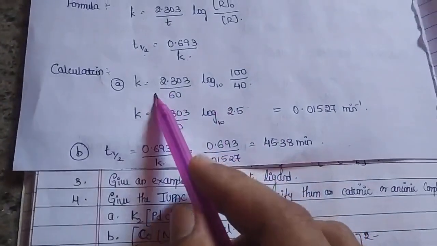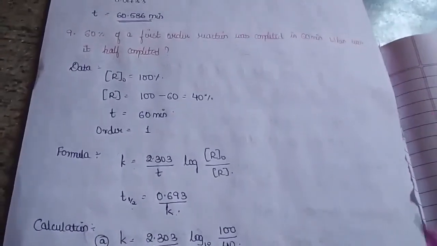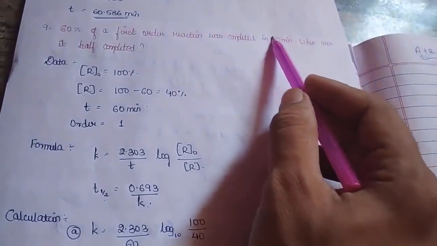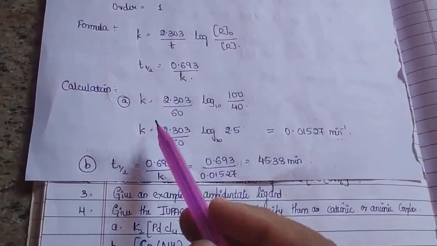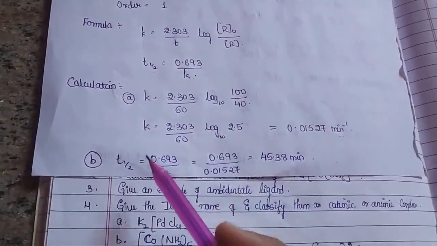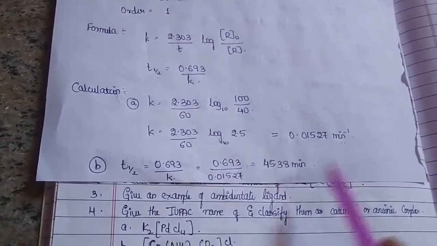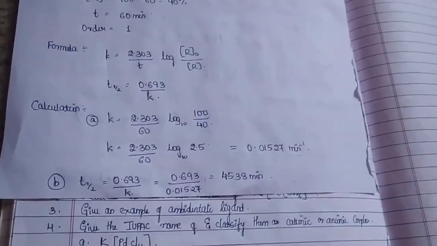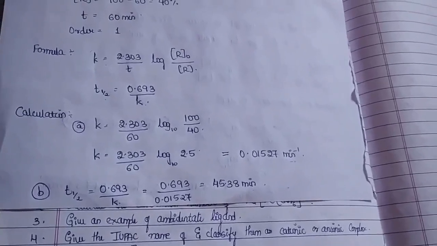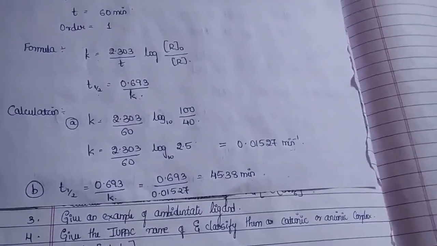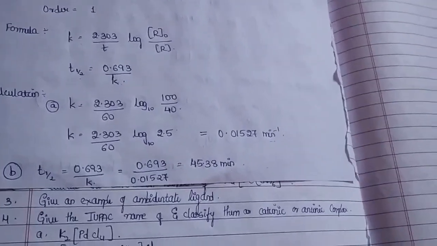So first you calculate the value of K. Of course, you are going to get 0.01527 per minute. Why per minute? Because the given data is in 60 minutes. Now t half will be 0.693 by K. Just substitute this K over here, and the time you get is 45.38 minutes. Is that clear? So these are some of the problems which we have solved with respect to the integrated rate equation. In our next video, we are going to solve certain problems with respect to the half-life of the reaction.